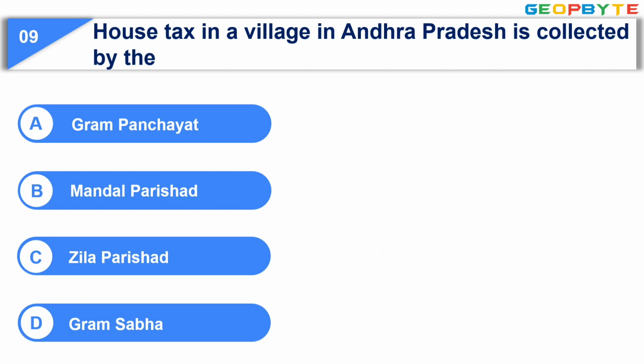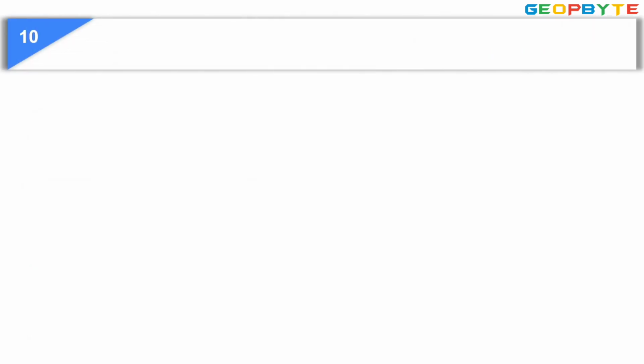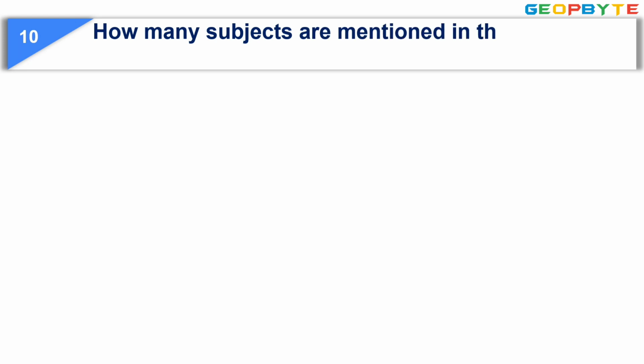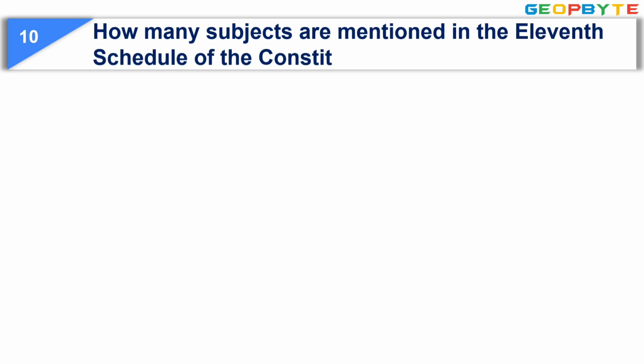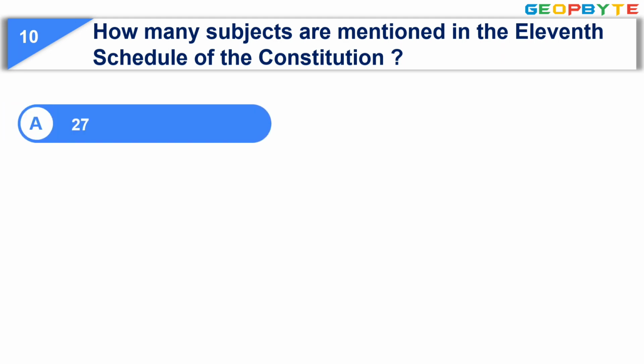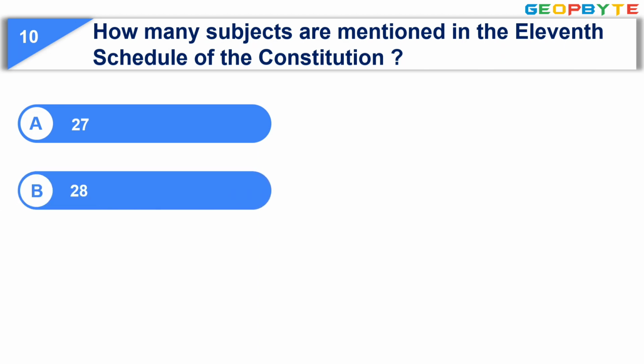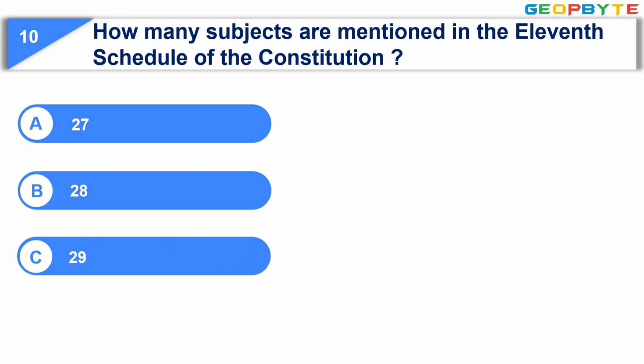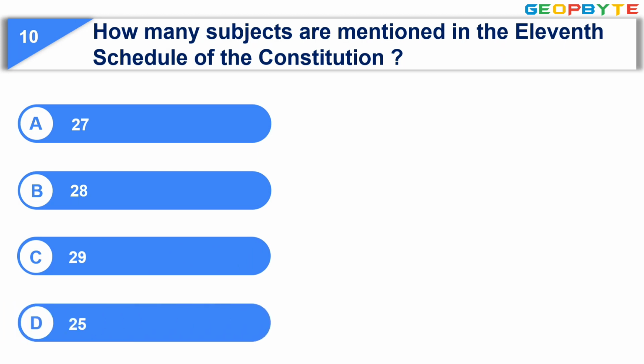Your time is up and the correct answer is option A, Gram Panchayat. Moving to the next question. How many subjects are mentioned in the 11th Schedule of the Constitution? Option A, 27. Option B, 28. Option C, 29. Option D, 25. Your time starts now.